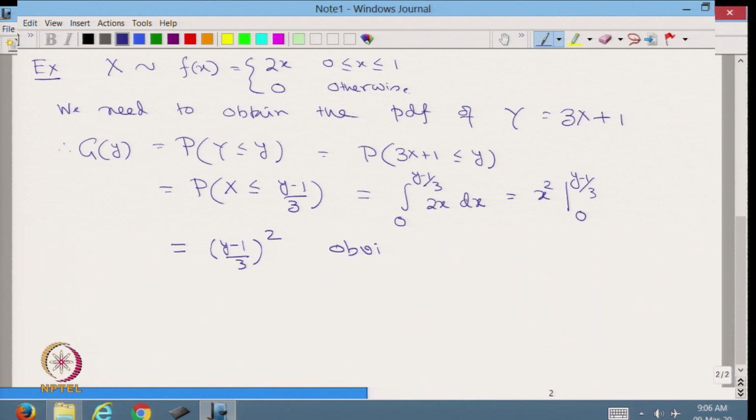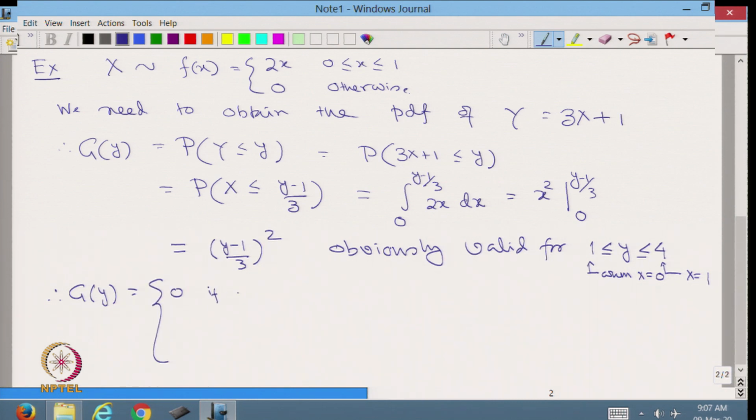Obviously, this is valid for 1 less than equal to y less than equal to 4. So, y takes the value 1 when x is equal to 0, and it takes the value 4 when x is equal to 1. Therefore, G of y is equal to 0 if y less than equal to 1, (y minus 1) whole square by 9 if 1 less than equal to y less than equal to 4, and is equal to 1 if y greater than 4.